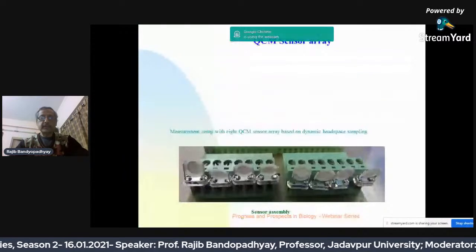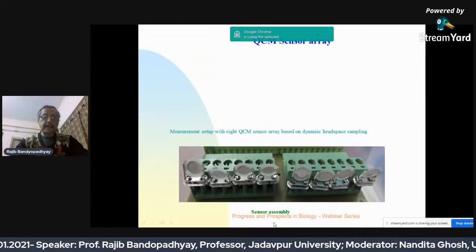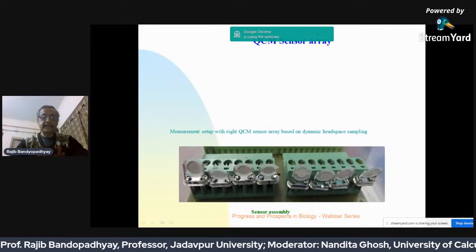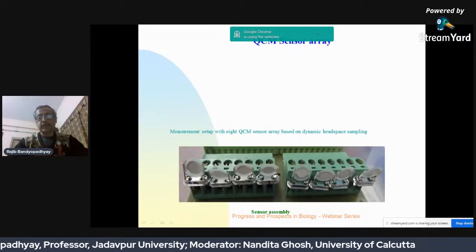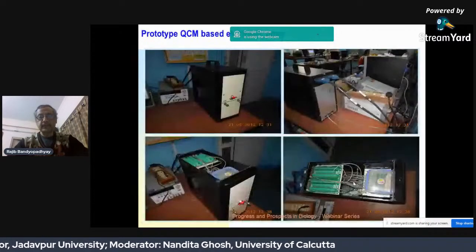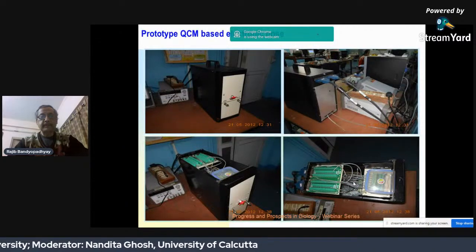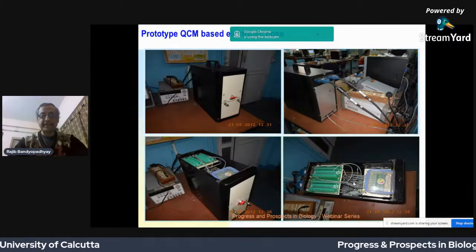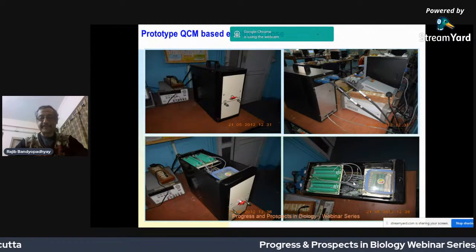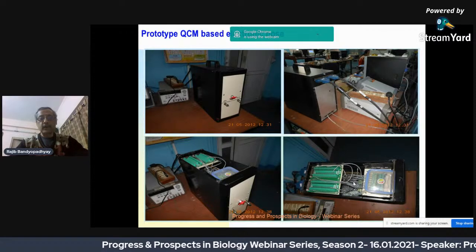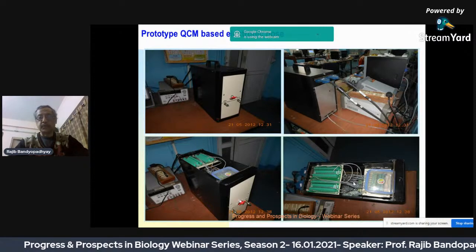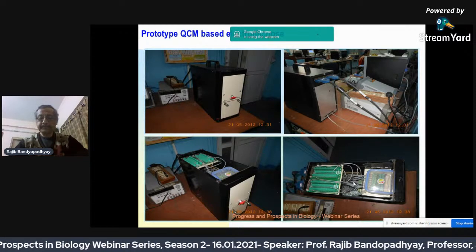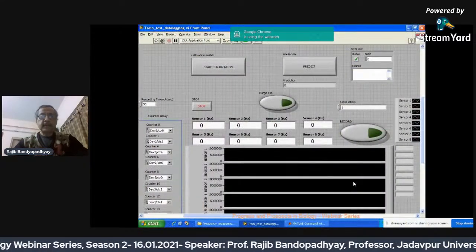So this is the quartz crystal array. Here you see there are 8 such sensors which can be coated with different materials to make an electronic nose. And this is the prototype version of this quartz crystal microbalance. We have used this computer cabinet for making the system. It comprises this sensor array, these counters and all the electronic boards, and this display. So that's about another type of sensors.